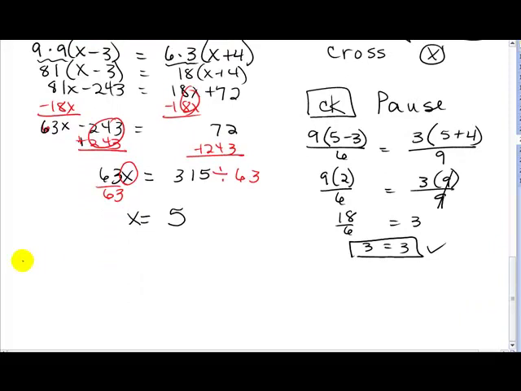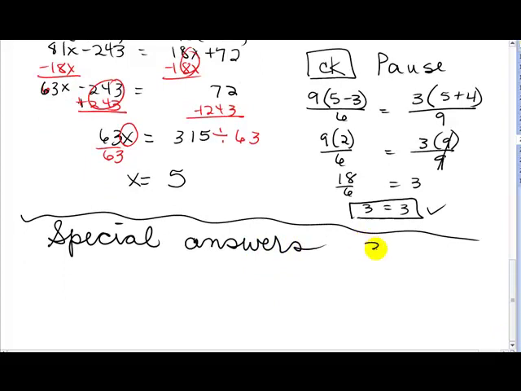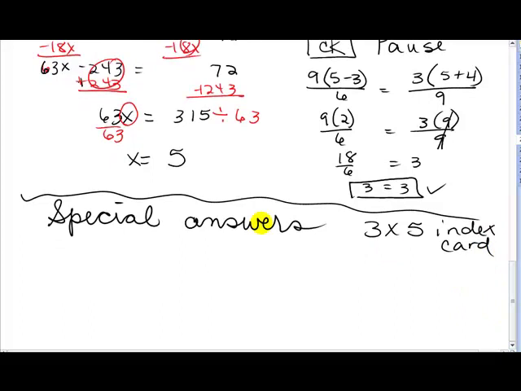All right. In our last section, I think it was our last one, I asked you if 0 could be an answer, but we couldn't have a 0 variable. We're going to look at a couple of special answers. You won't have these often, but you're expected to recognize them. So this may be something that you want to put on a 3x5 index card, just to keep in front of you while you're doing your homework, along with those steps to solving equations.